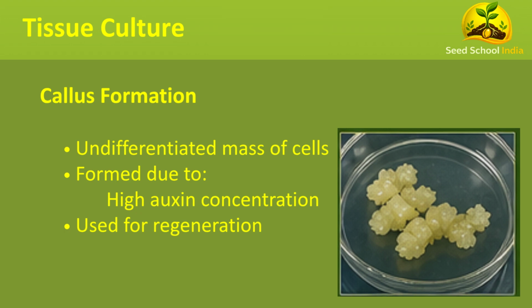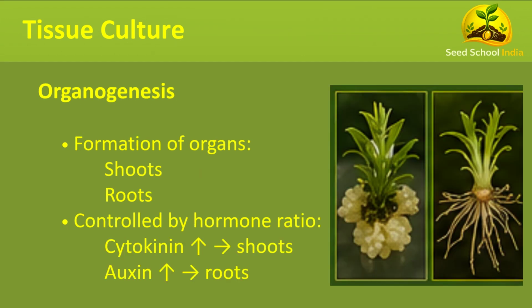Callus is an undifferentiated mass of cells. It is formed when explants are cultured in media with high auxin concentration. Callus can later differentiate into organs. Organogenesis refers to the formation of shoots and roots. This is controlled by hormone balance. High cytokinin promotes shoots. High auxin promotes roots.